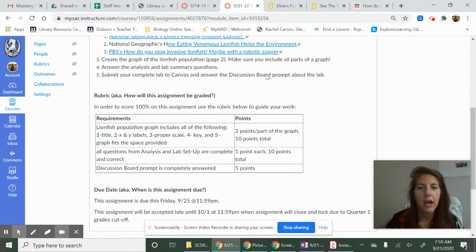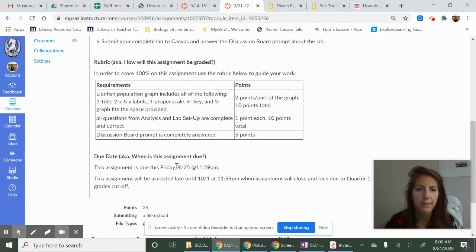The rubric tells you how I'm going to grade. So 10 points come from the graph, and you've got to have these 5 parts. Each part's worth 2 points. 10 points come from answering each question. So if you don't answer a question or you miss it, it's minus 1 point. And then the discussion board for tomorrow is worth 5 points.